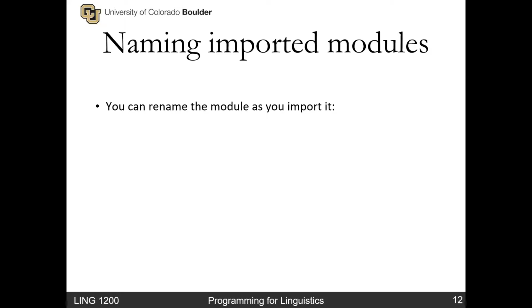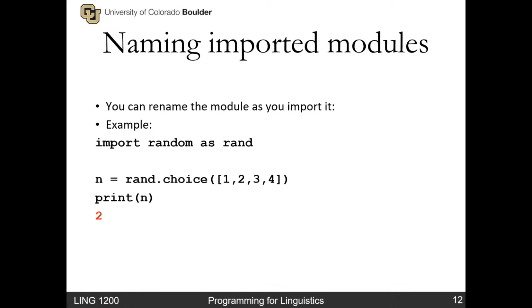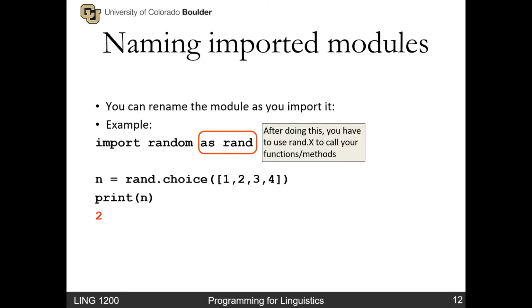So one thing is that you can rename the module as you import it. So if we do import, we can do import random as rand. And so we're importing the module and immediately renaming it, which means later on we can call this code, instead of saying random.choice, now we have to do rand.choice. It will work just the same because we did import random as rand.